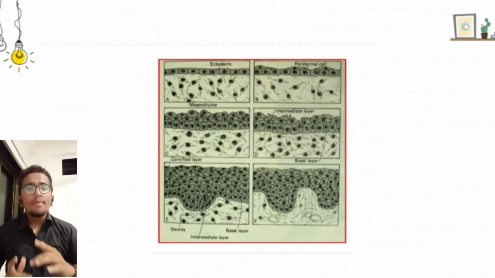Here we are able to show the peridermal cells. The periderm is a single layer of flattened cells that covers the developing epithelia with a continuous layer. The periderm is believed to persist on the surface of the developing epidermis throughout embryogenesis until shortly before birth.